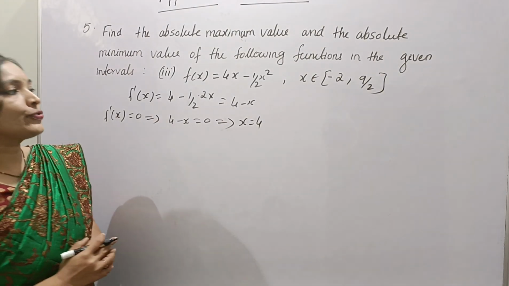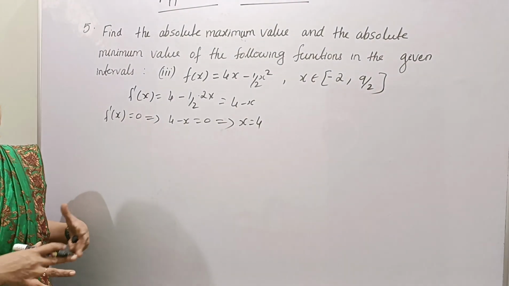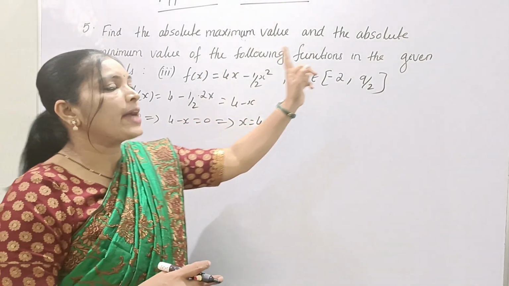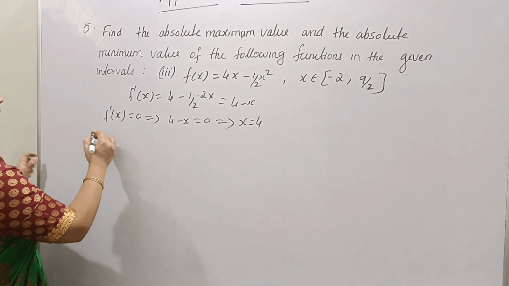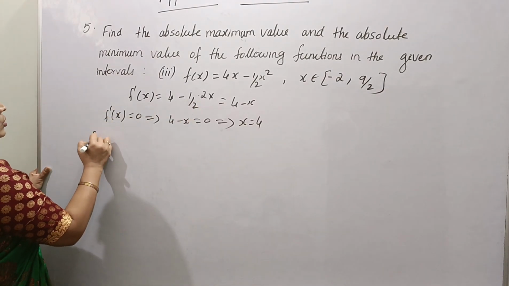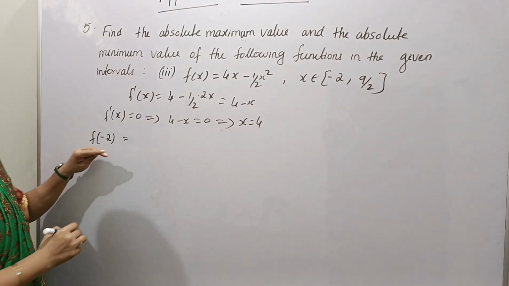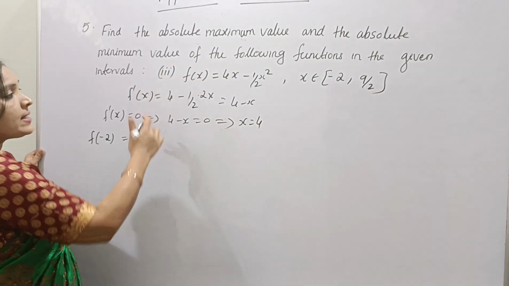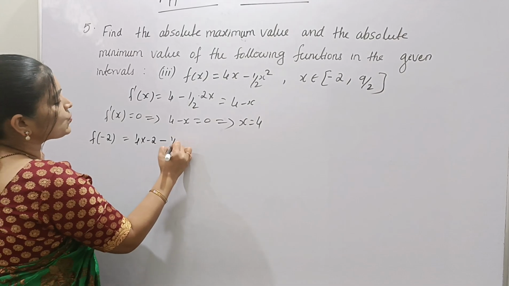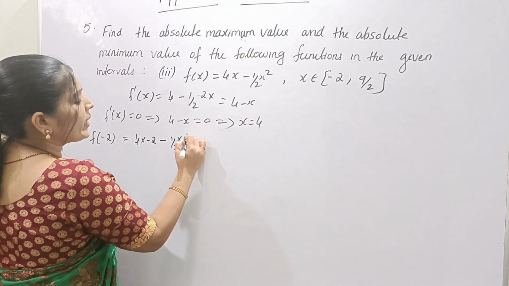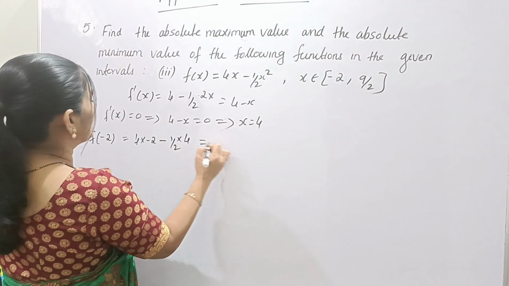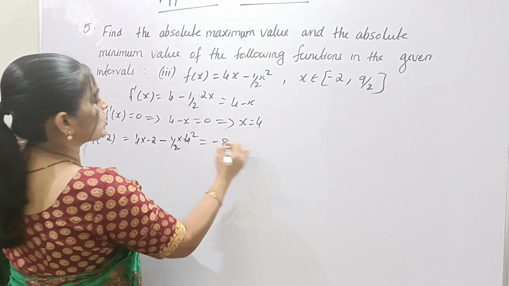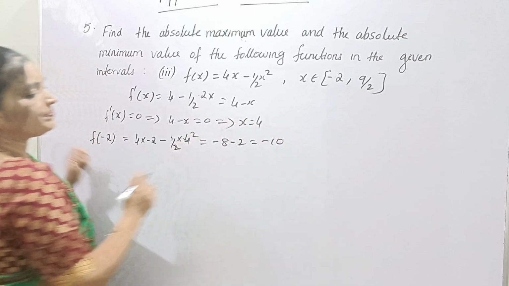Okay, so x is equal to 4. Now let's find the least value of x, that is the minimum value of x, and the maximum value of x. Minimum value of x is minus 2. So what is f of minus 2? F of minus 2 is 4 into, substitute x is equal to minus 2 in f of x. 4 into minus 2 minus 1 by 2 into minus 2 square is 4. That is equal to minus 8, 2 cancelled, so 2 minus 8 minus 2, that is minus 10.